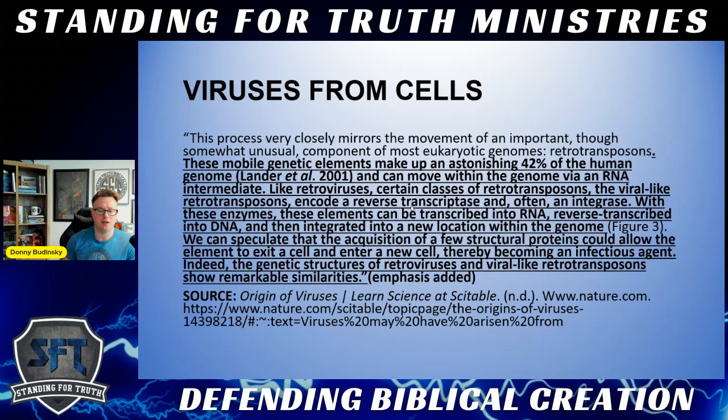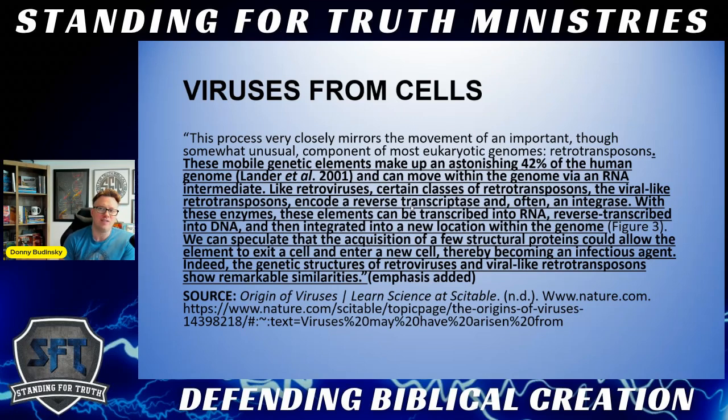Viruses from cells, right? God creates cells, creates biological organisms. And from there, from these pre-existing genes and DNA units, you get these viruses. And then from there, you have some very solid explanations for a lot of the observations that we see. Notice this. This process very closely mirrors the movement of an important, though somewhat unusual component of most eukaryotic genomes, retrotransposons. These mobile genetic elements make up an astonishing 42% of the human genome.